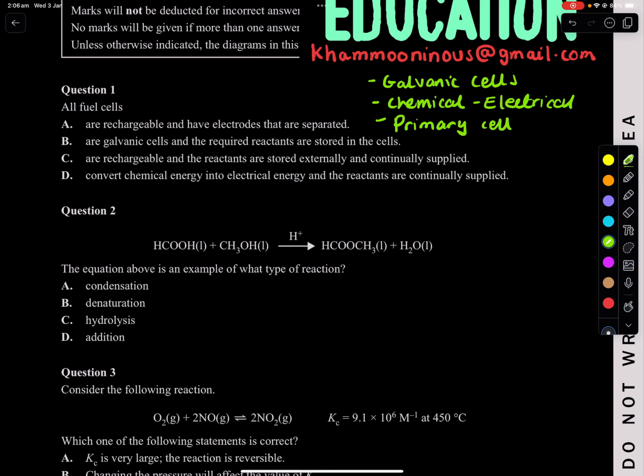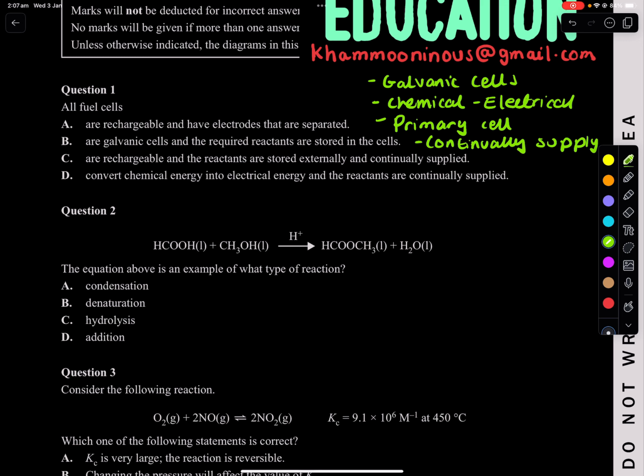What else do we know about a fuel cell? We also know that we must continually supply reactants. It's not like galvanic cells where reactants are stored and, when all those reactants finish, the galvanic cell stops. With fuel cells, you have to continuously supply reactants. That's the main thing about fuel cells. So they're very great and efficient. We also know that they don't create noise. And let's just see the options.